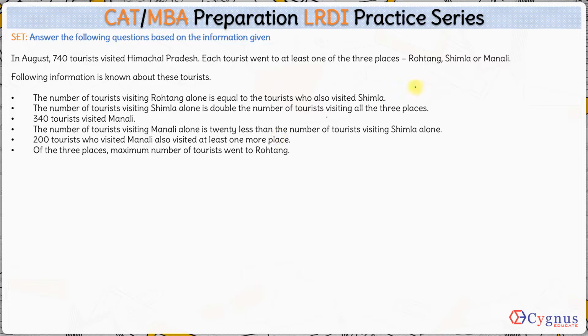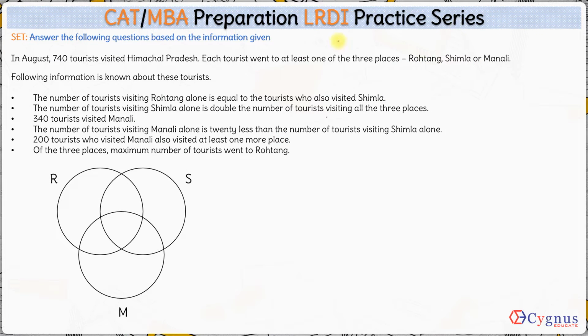Since we have three cities, let's draw a three-set Venn diagram for this. This circle represents people who visited Rohtang, this circle represents people who visited Shimla, and this circle represents people who visited Manali. So the number of tourists visiting Rohtang alone is equal to tourists who also visited Shimla. Let's say the number of people visiting Rohtang alone is A, for example, then the number of people who also visited Shimla. Now what does this mean, who also visited Shimla?